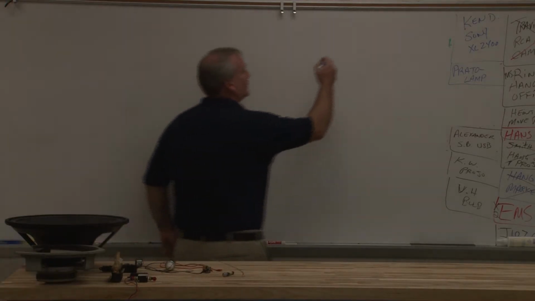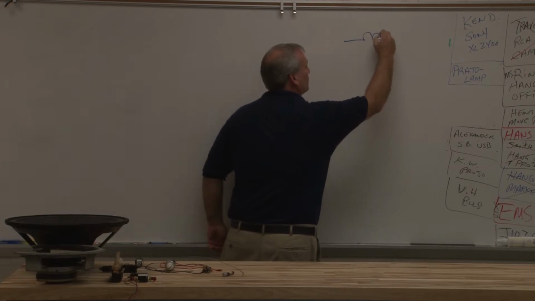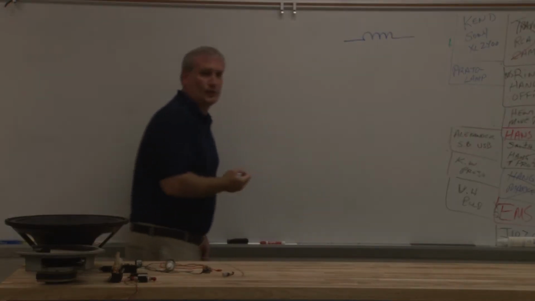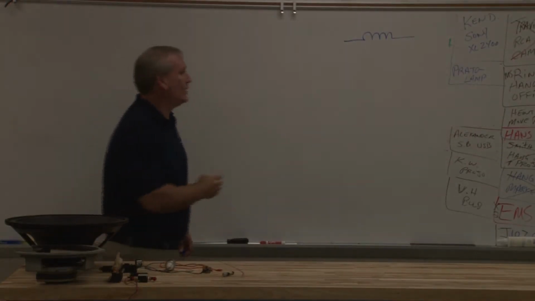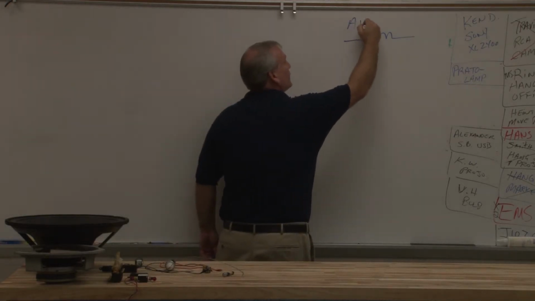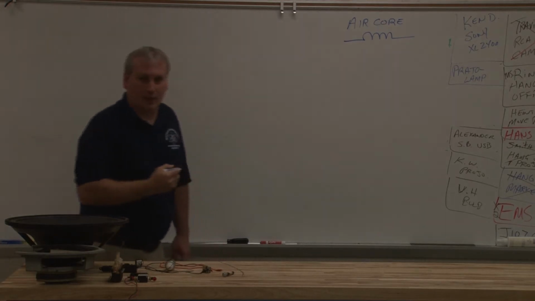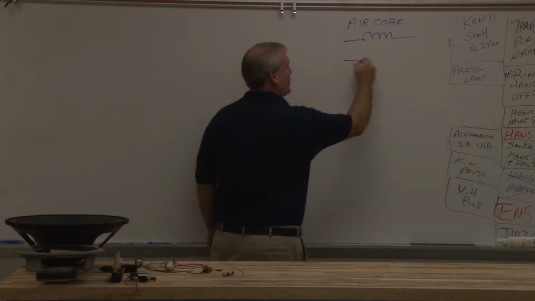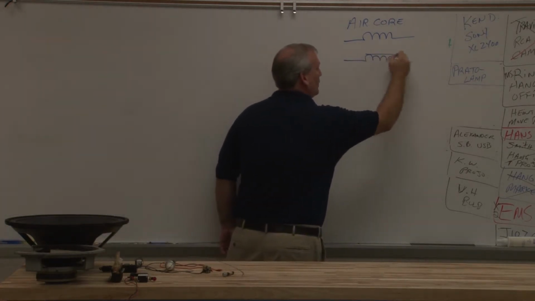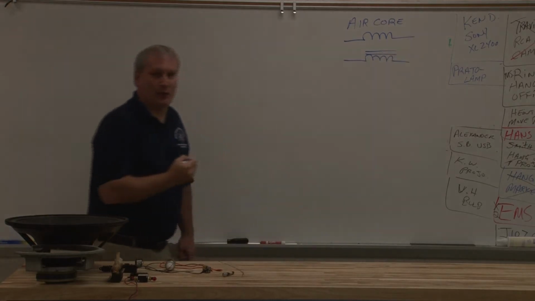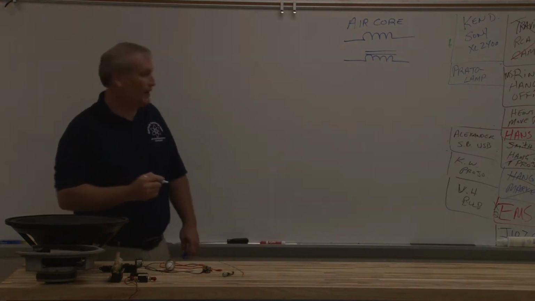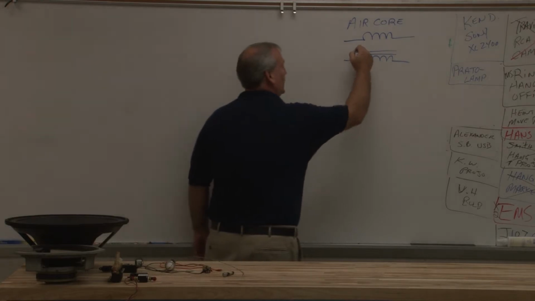The first one was what, David? Air core inductor. Okay, this is an air core inductor. What happens if I take that same symbol and add two lines to it? Nikki? Iron core. Okay, that makes it an iron core inductor.